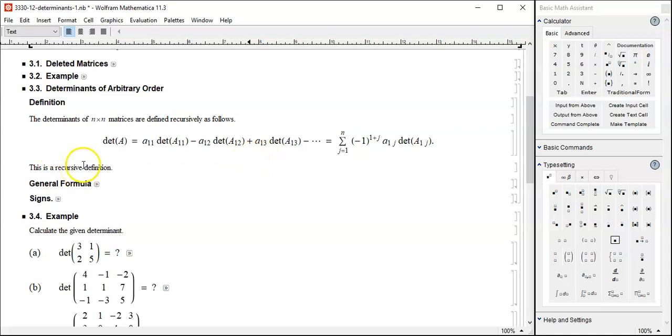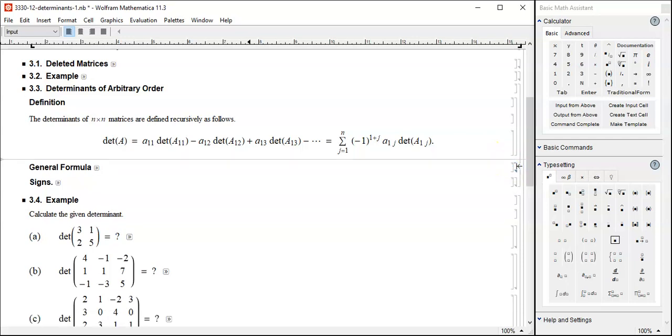Recursive definition. It depends upon the previous generation. Nth order depends upon n minus first order, and n minus first order in turn depends upon n minus second order, and so on and so forth. If you go backward, it goes like this.